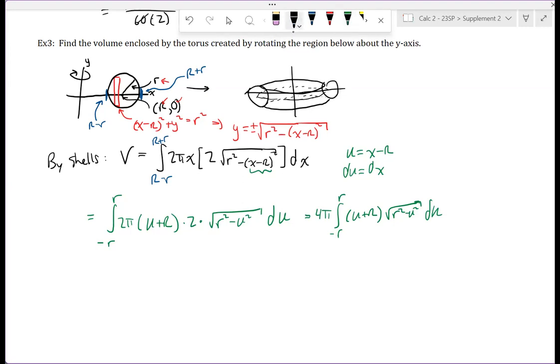I'll switch back to black now. And I'm going to break this into 2 integrals. I'm going to distribute the square root into the u plus R binomial. So I have this integral plus that integral.